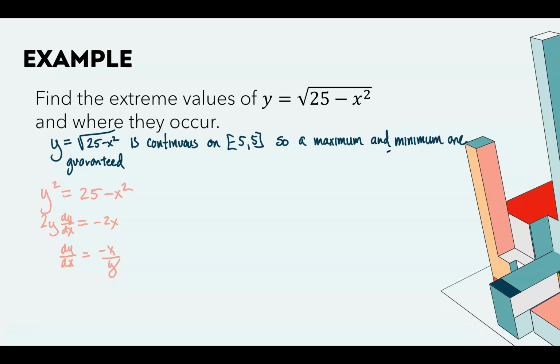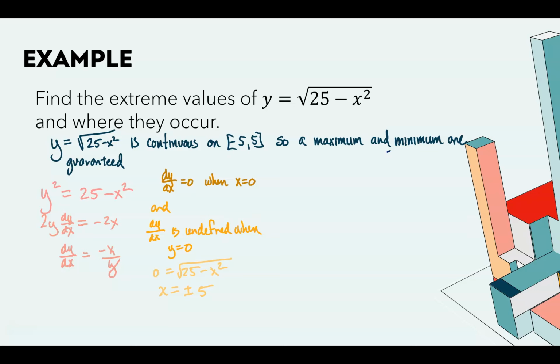Now the cool part is we can just think through this. We want this derivative to be equal to 0 or undefined. And the derivative will be equal to 0 when x equals 0, when the numerator is equal to 0, and undefined when the denominator is equal to 0, or y is equal to 0. We do have to do a little bit of work to think about when y equals 0, but we kind of already did that. So we get negative 5 and positive 5.